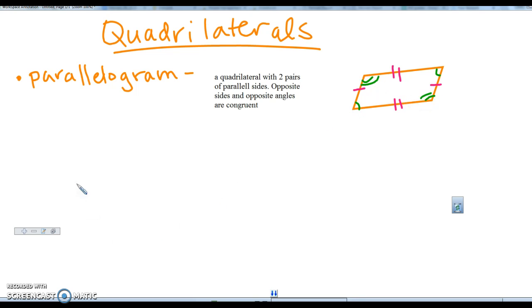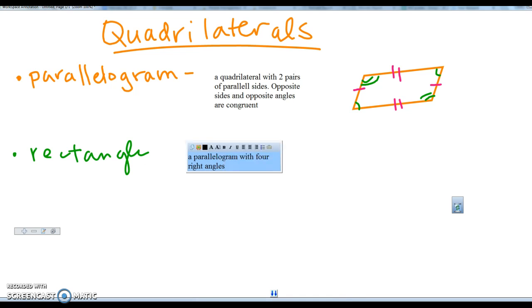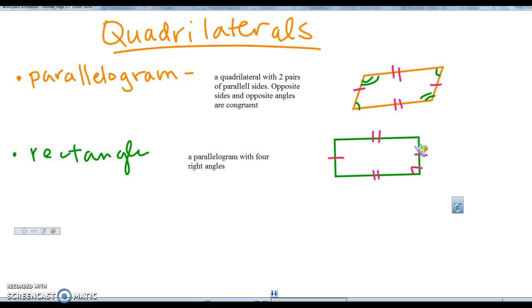Our next shape is a rectangle. And a rectangle is a parallelogram with four right angles. So if I go to draw this, because it's a parallelogram, I'll label congruent sides. But I also get to label that these are all right angles. Okay? Our third shape is going to be a rhombus.